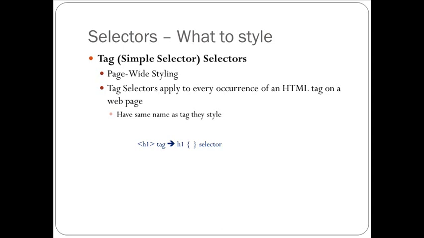So whatever is between the opening and closing brackets, the name of the tag itself, that is also the name of the selector. And in this example, if we had a selector of H1 and we had some properties and values in here, some declarations, it would style every H1 the same way. So it wouldn't be just the first one or any one in particular, it would be all of them. So that's a tag selector.